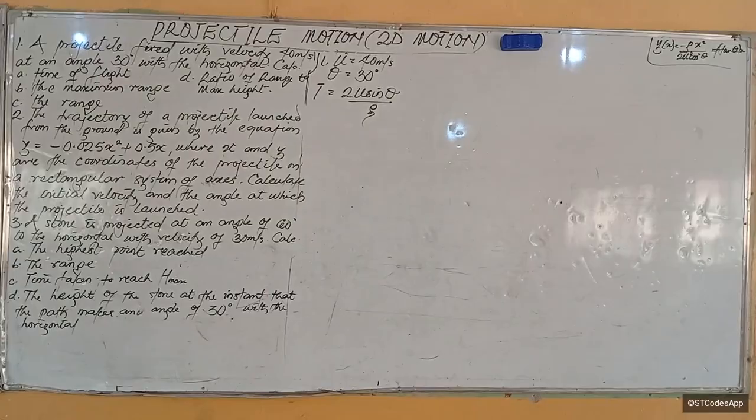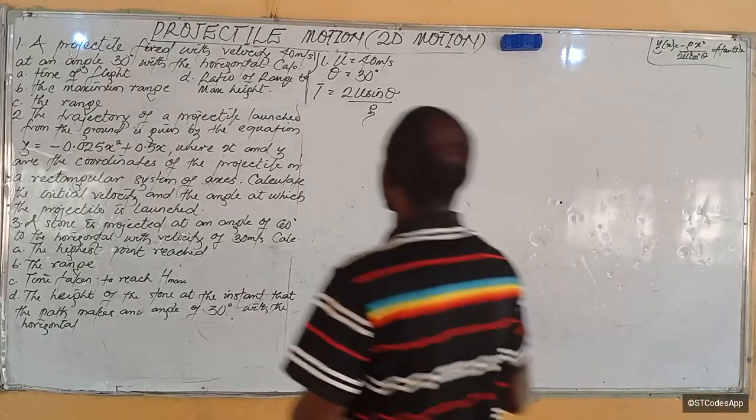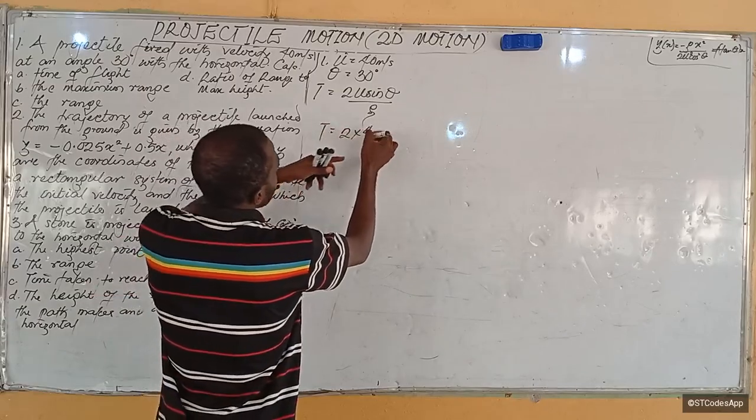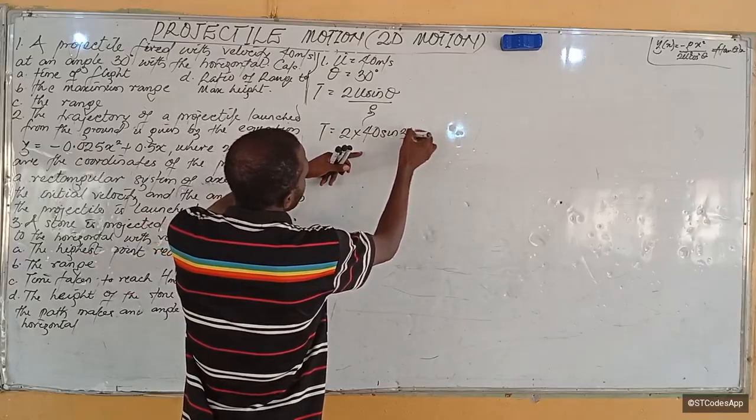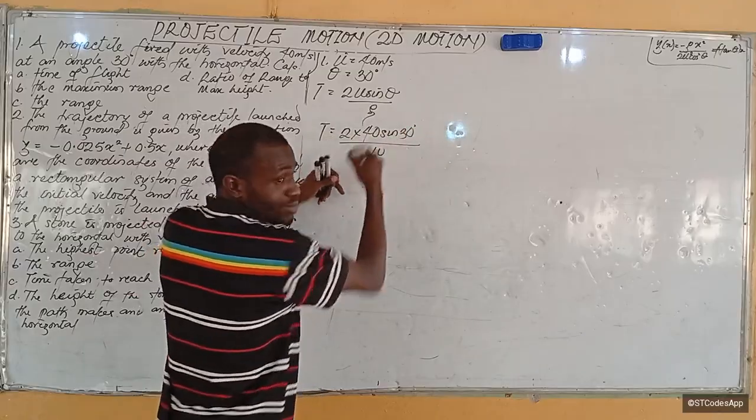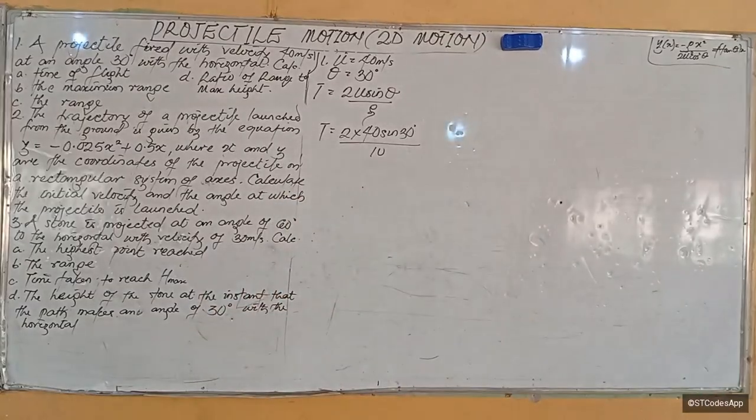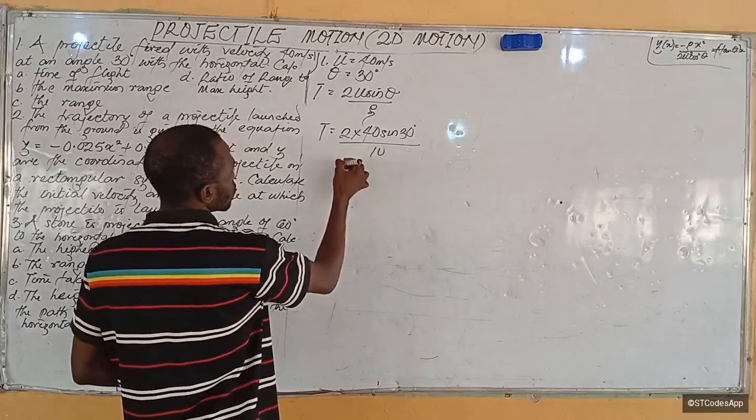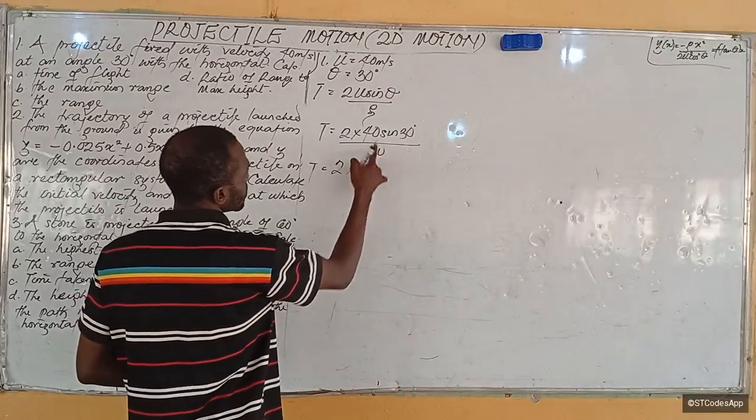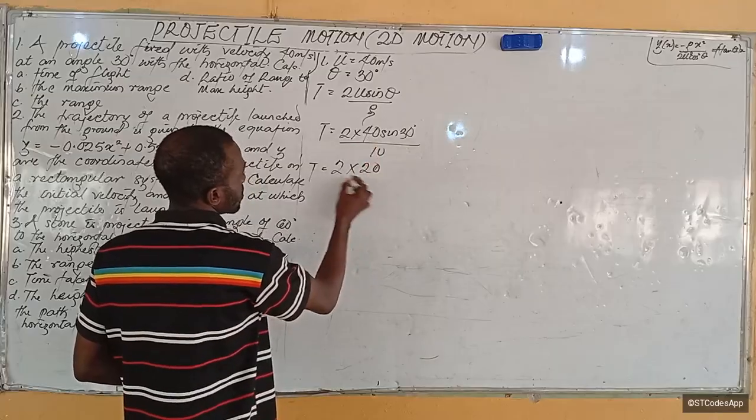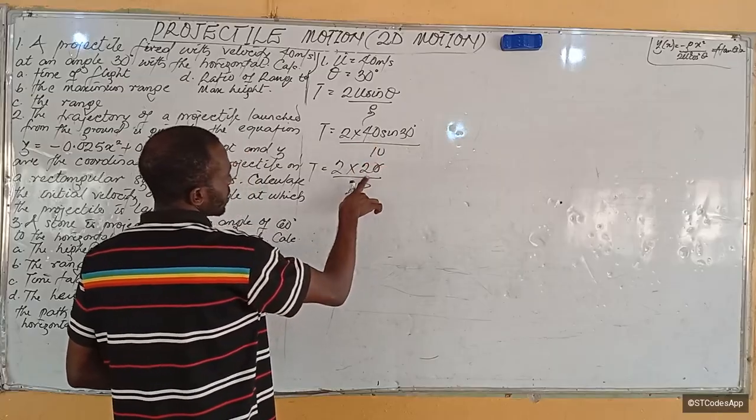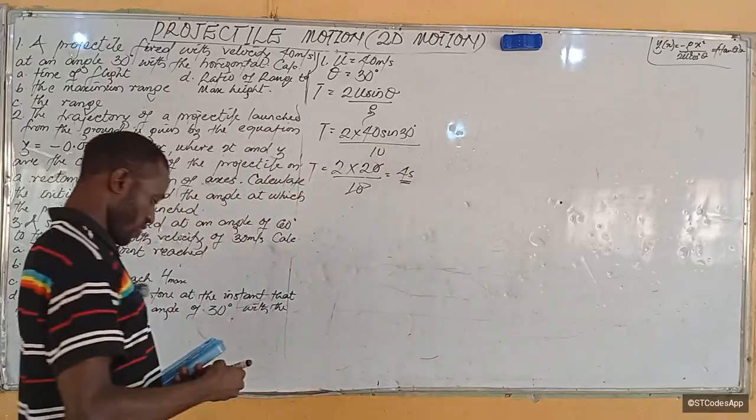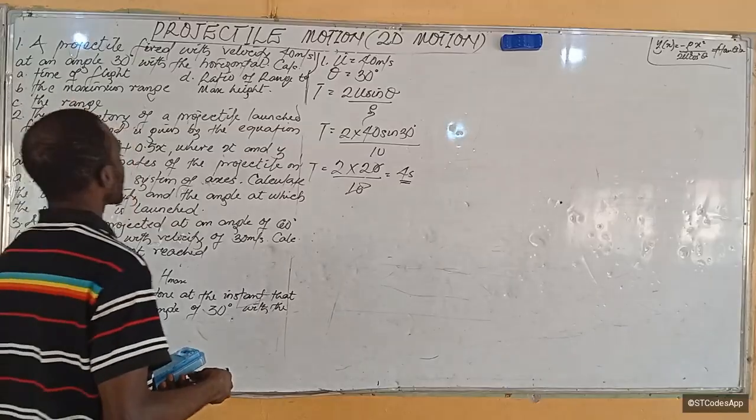All right, so let's quickly solve this question. We have that t equals 2 times u, which is 40, times sine 30 degrees, over 10. Sine 30 is half. So 2 times half of 40 is 20, over 10, which is 2, and 2 times 2 is 4. So the answer is 4 seconds. All right, what's the next one there?